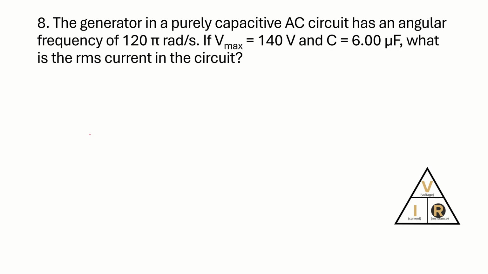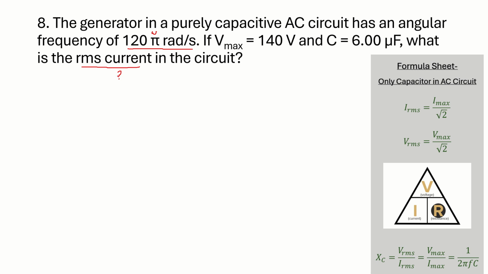Now, we are going to discuss the last question in the capacitor case. The generator in a purely capacitive AC circuit has an angular frequency of 125 radian per second. Angular frequency omega is given. Vmax is equal to 140 volt and the capacitance C is equal to 6 microfarad. What is the RMS current? We have to find.